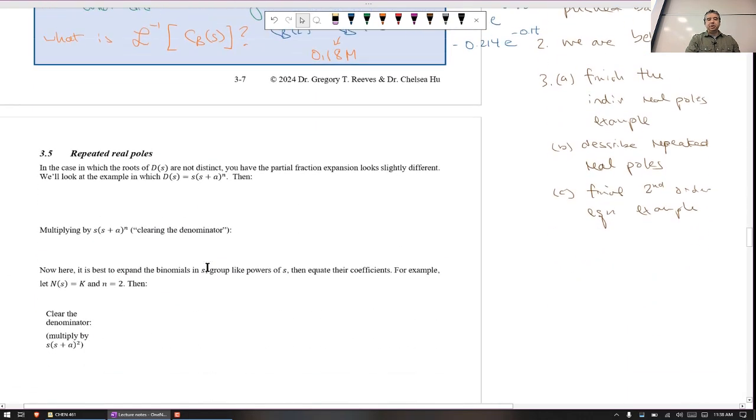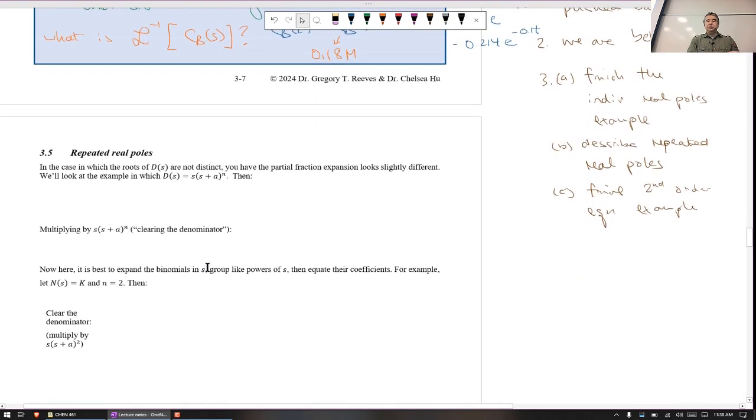So how do you deal with repeated real poles? In the individual real poles, your denominator looked something like, usually there was an S there. There didn't have to be, but usually there's an S there, if we have a step change input, for example. And then you have an S plus A1 and an S plus A2, and you could have any number of those S plus A's, depending on what your system is. And that was individual real poles.